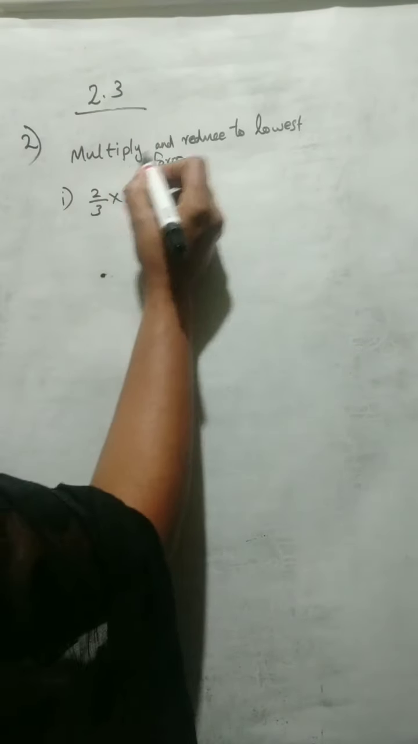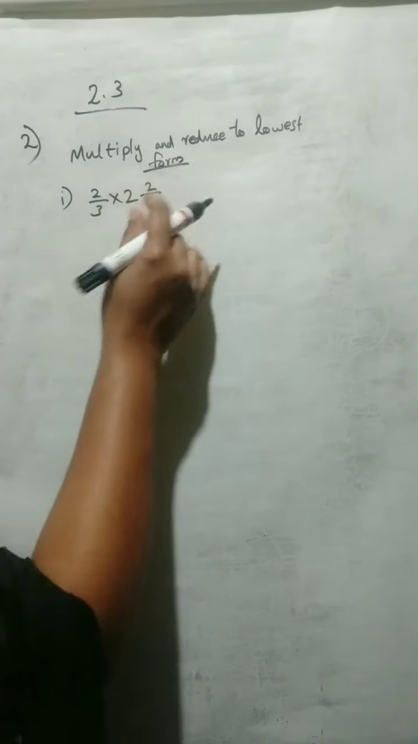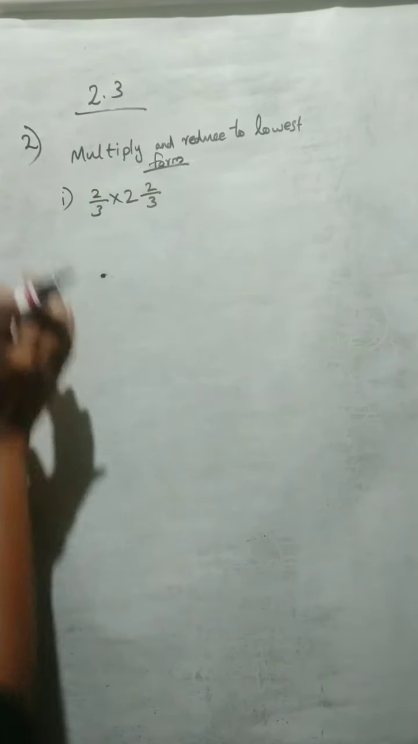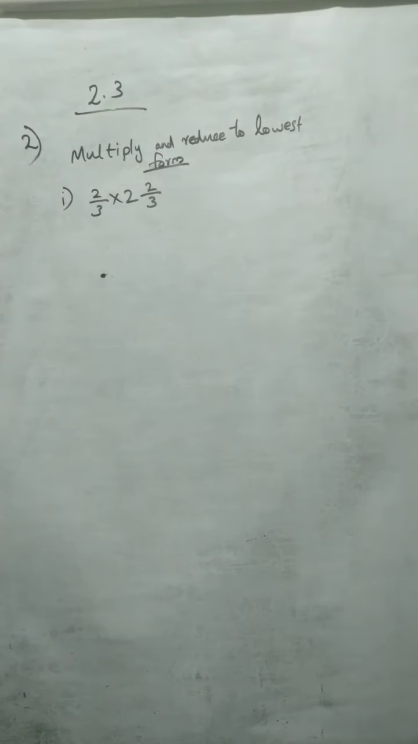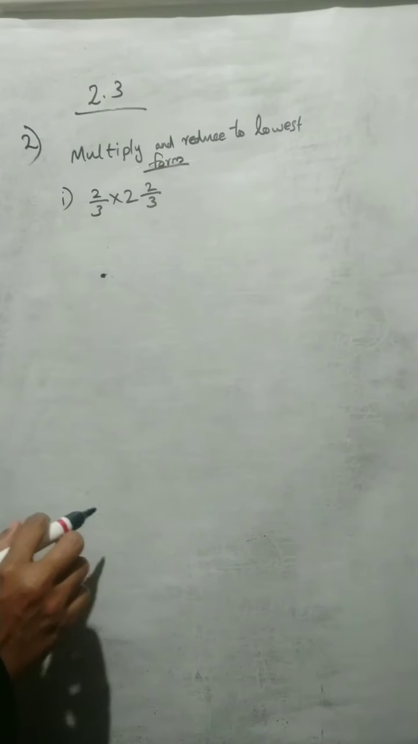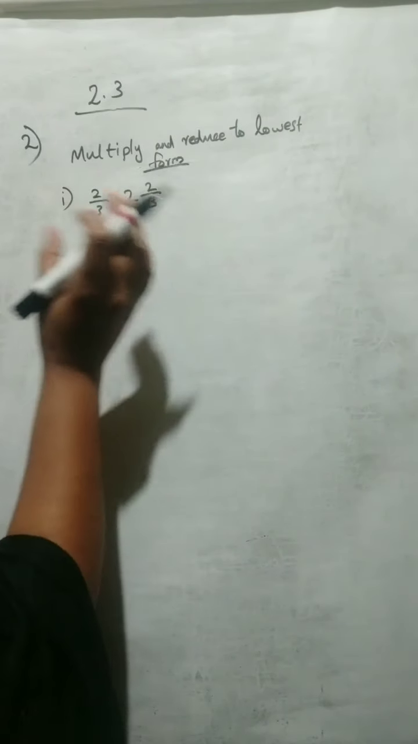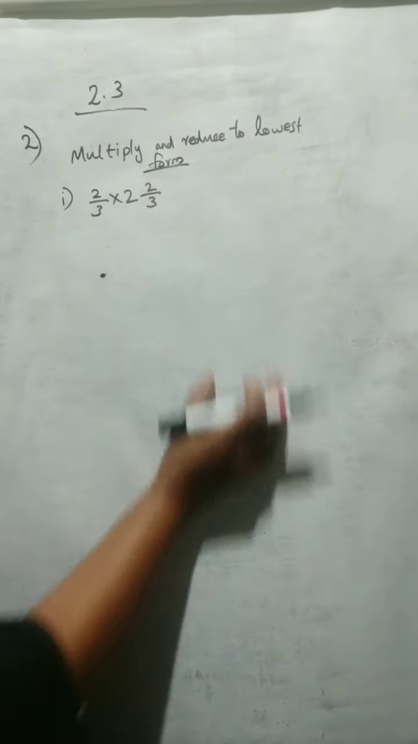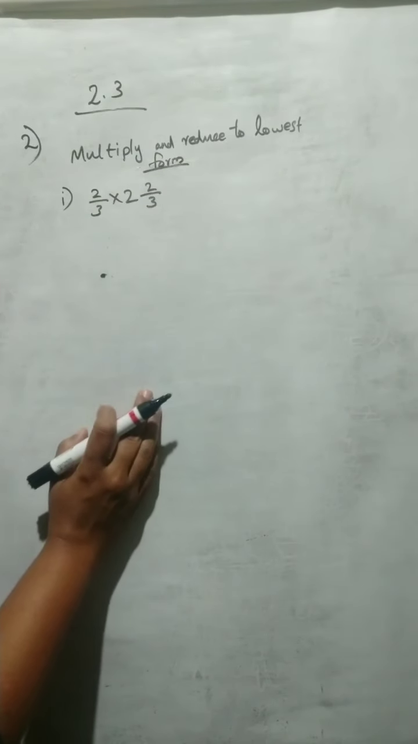Next, group 2: multiply and reduce to lowest form. So, we have to find the product of these two fractions. After that, we have to reduce that to the lowest form, if possible. That means sometimes we will get the simplest form as the product itself. So, at that time we don't want to convert.